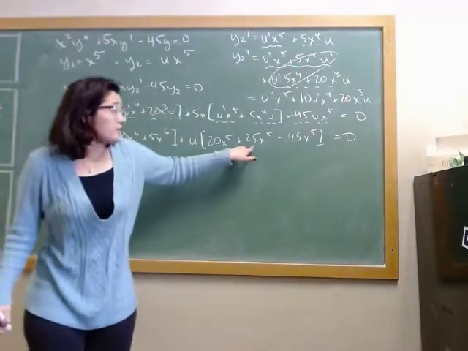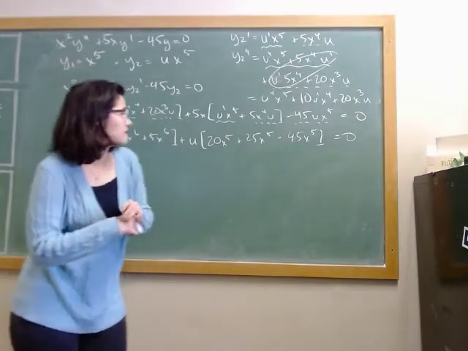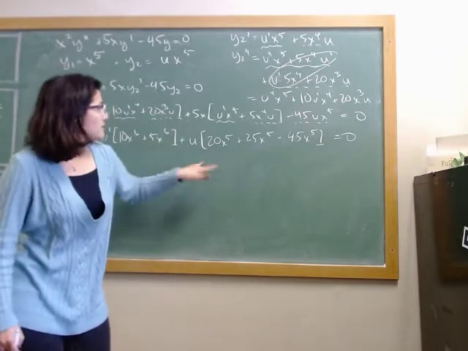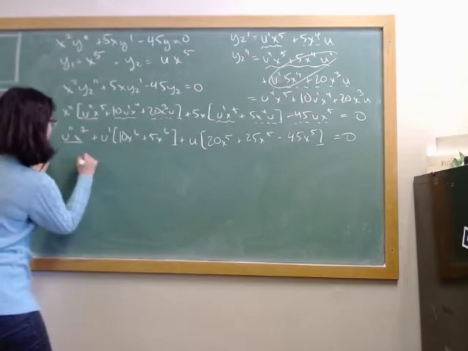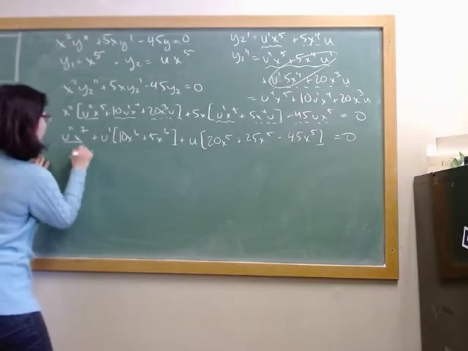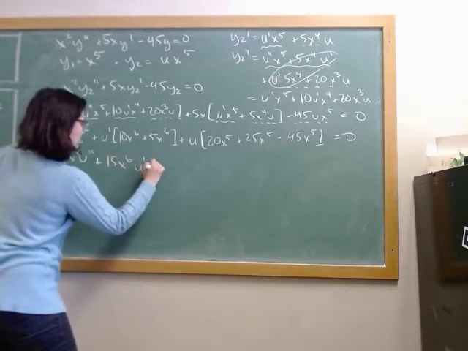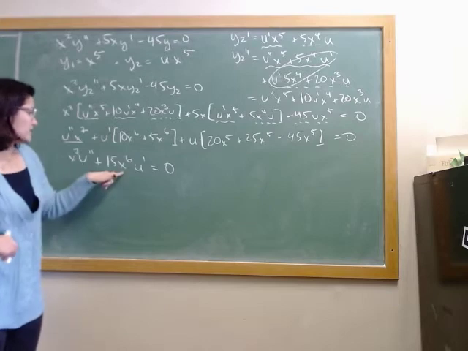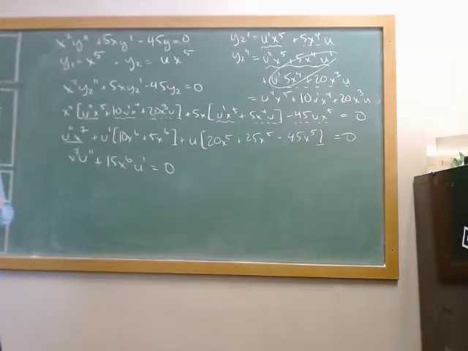And then 20 plus 25 is positive 45. So this positive 45 minus 45x to the 5th is all going to cancel out. And so this u term, just like we expected, is going to go away. And what we're left with is x to the 7th u double prime plus 15x to the 6th u prime equals 0 when all this goes to 0.